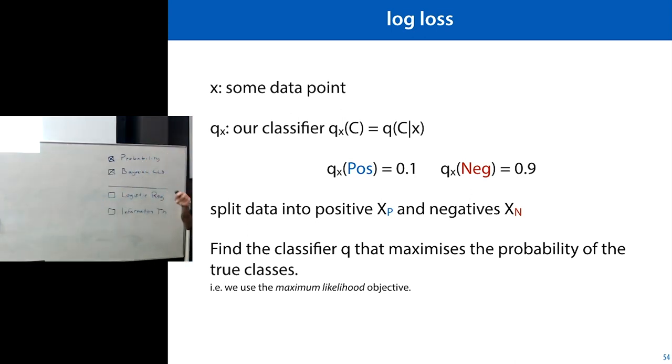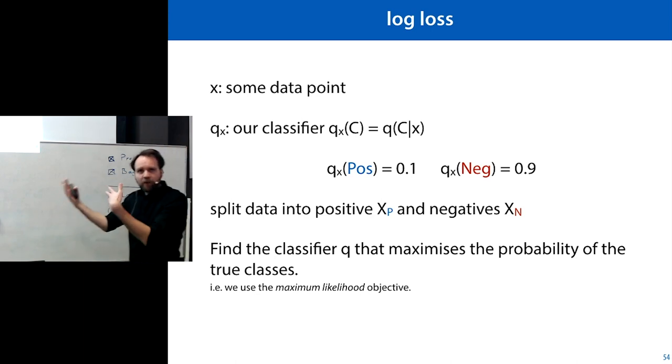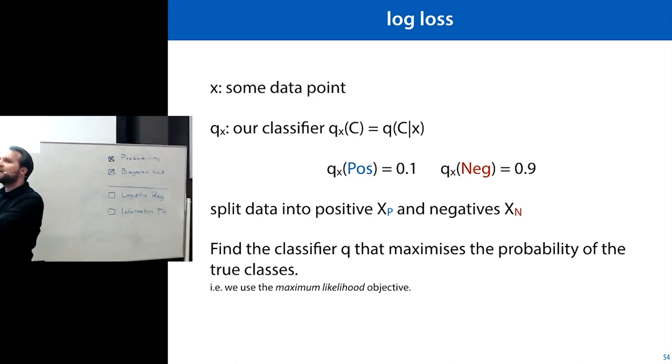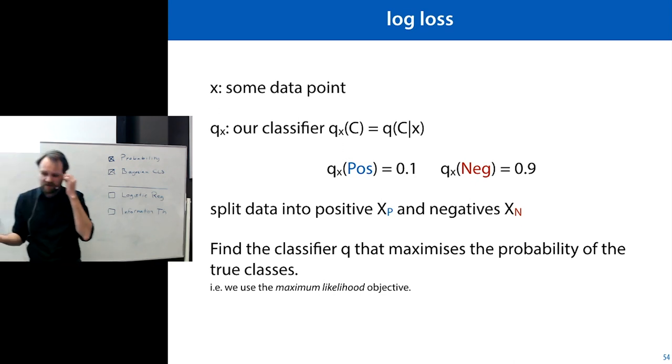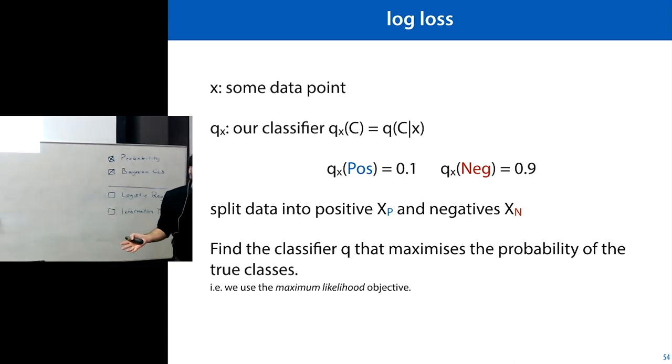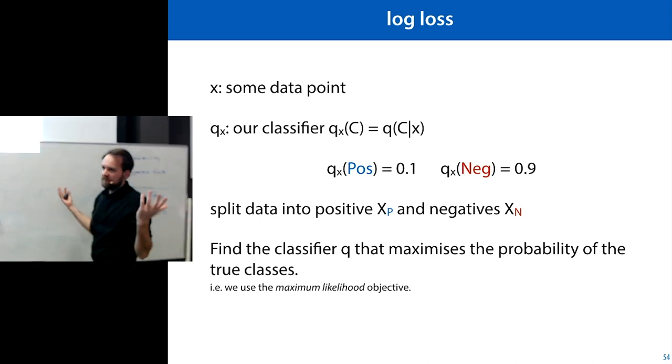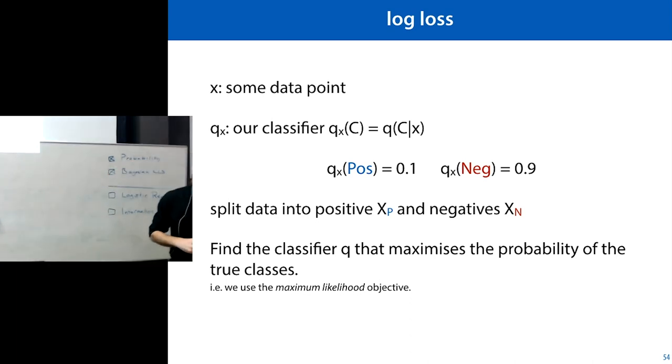X is our data point. Q of X is our classifier. So we're switching here from P to Q to indicate that Q is not the true probability, or the probability of the world. It's just the probability that a particular classifier assigns to the dataset. So it might be a terrible probability that doesn't fit at all, or it might be a great probability, but we'll call it Q instead of P to indicate that it's a best guess. It might be good, it might be terrible. But otherwise, it functions the same as this P function, this probability function.